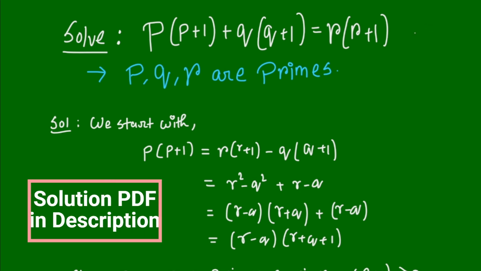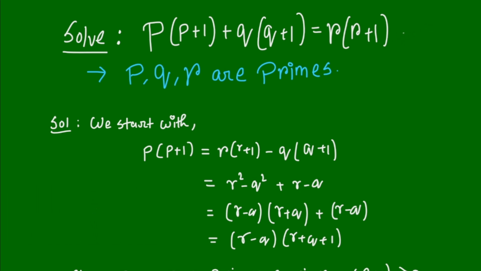Today we are going to solve this number theory problem, and I want all of you to have a good look at this problem right now. This is given as p(p+1) + q(q+1) = r(r+1), and we have to solve this equation where p, q, r are basically primes.